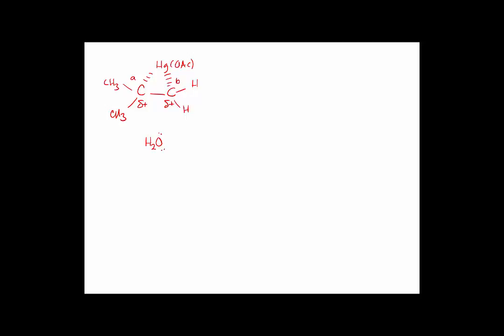Which carbon? Well, water's going to add to what kinds of carbons? Carbocations. In SN1 reactions, what carbocations react the fastest? Tertiaries. Right? Because they can handle the greatest delta positive. They can handle the greatest positive one charge. So the water is going to react with the carbon that is most delta positive.